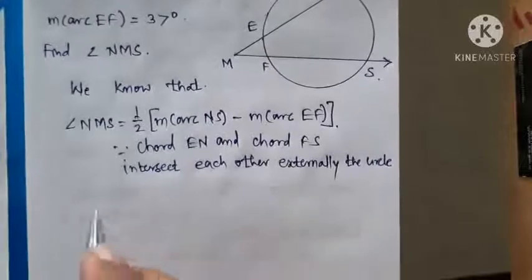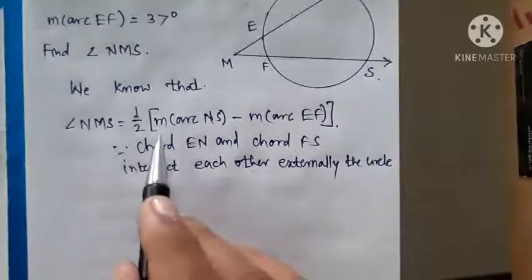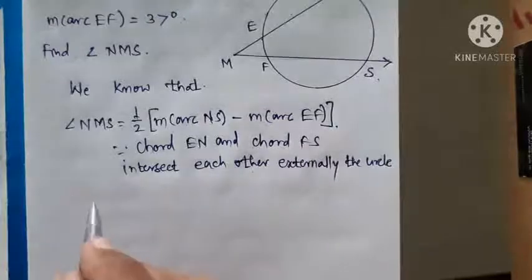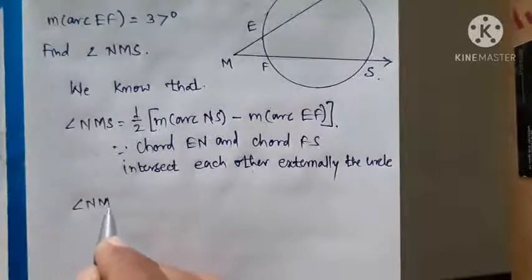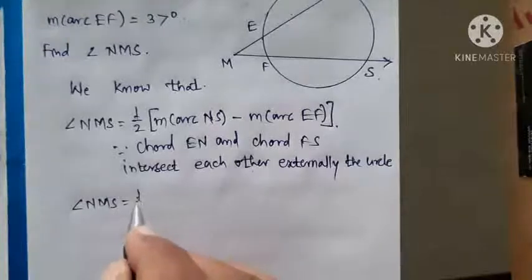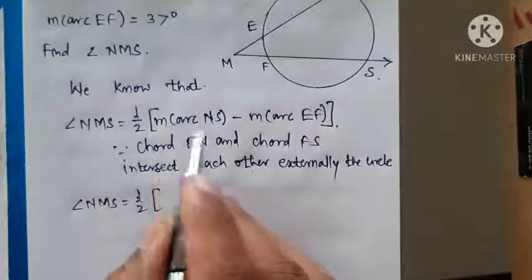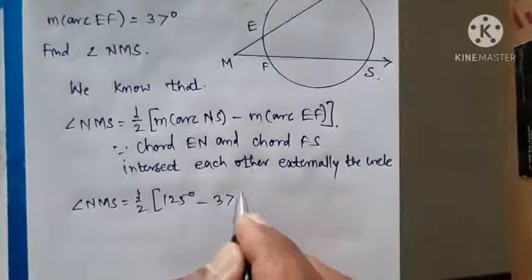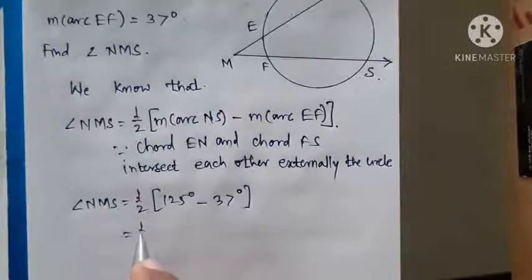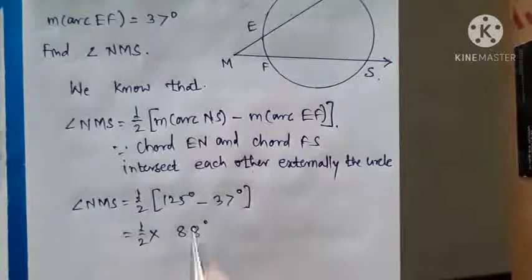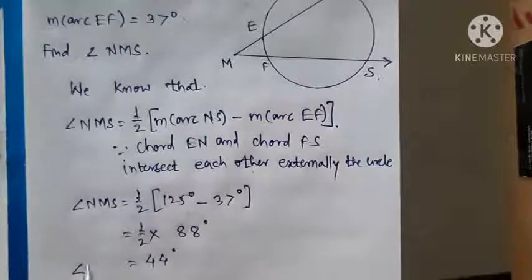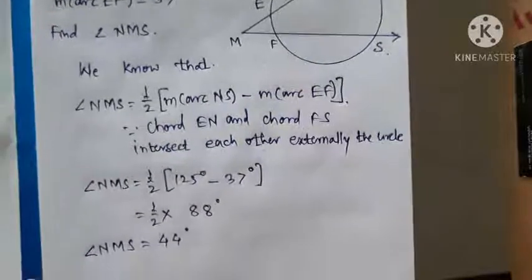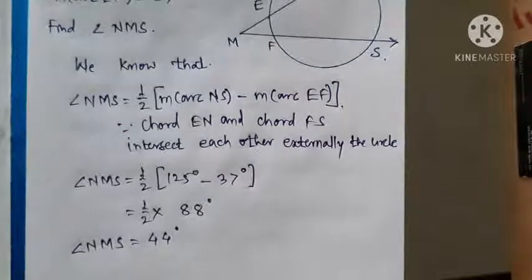Therefore, put the value of measure of arc NS and measure of arc EF. Therefore, angle NMS is equal to half of measure of NS, that is 125 degrees minus 37 degrees, is equal to half multiplied by 88 degrees. Therefore, is equal to 44 degrees. Therefore, angle NMS is equal to 44 degrees. In this way, we solve this example.